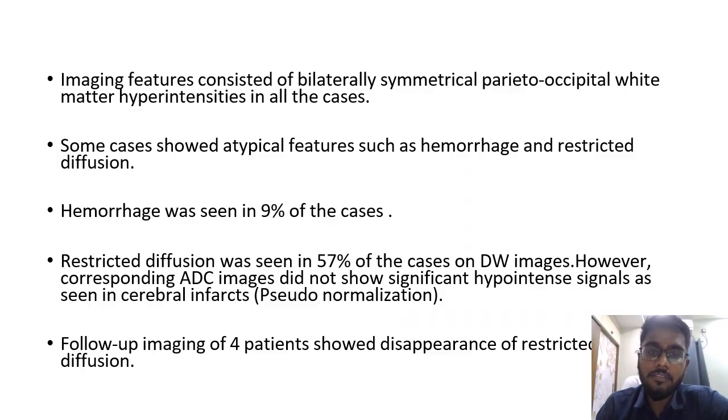The imaging features consisted of bilateral symmetrical parieto-occipital white matter hyperintensities. Some cases showed atypical features such as hemorrhage and restricted diffusion. The hemorrhage was seen in 9% of the cases. Diffusion restriction was seen in 57% of the cases on DWI, which doesn't correspond to the ADC values, so that shows it's a pseudo-normalization. Follow-up imaging of 4 patients showed disappearance of restriction in 24 hours.